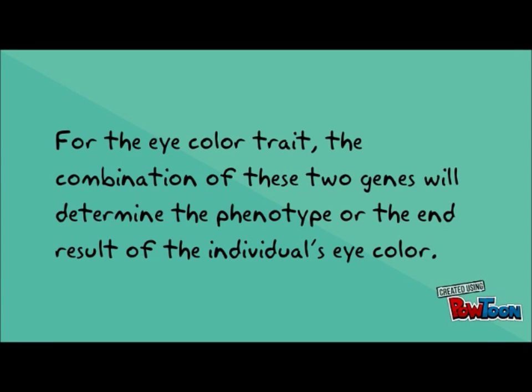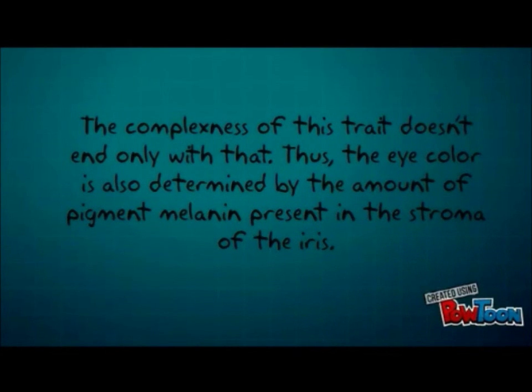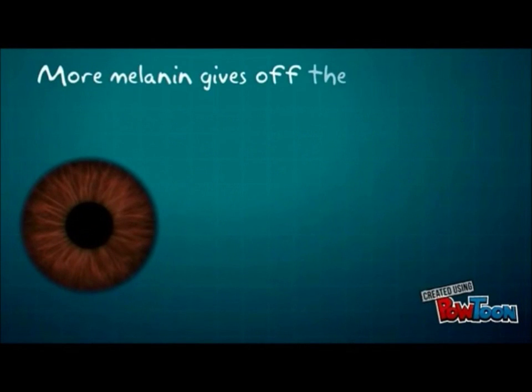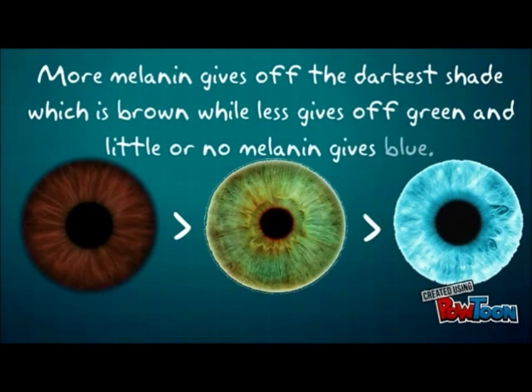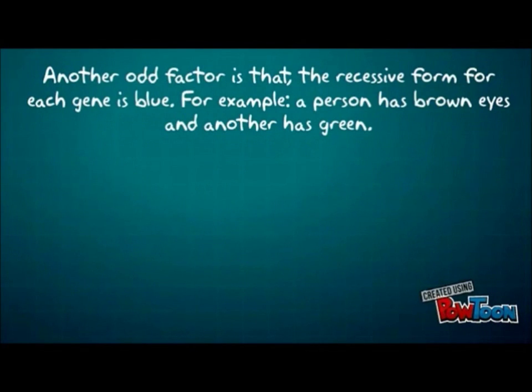For the eye color trait, the combinations of these two genes will determine the phenotype, or the end result, of the individual's eye color. The complexity of this trait doesn't end with that. Eye color is also determined by the amount of pigment melanin present in the stroma of the iris. More melanin gives off the darkest shade, which is brown, while less gives off green, and little to no melanin gives off blue. Another odd factor is that the recessive form for each gene is blue.